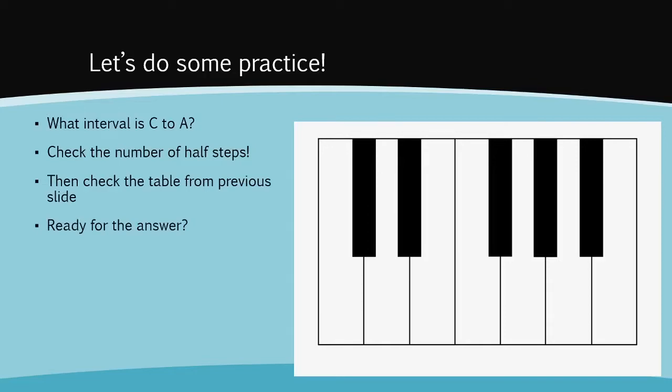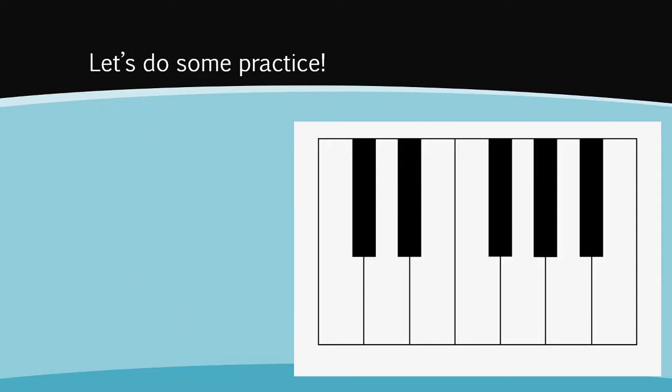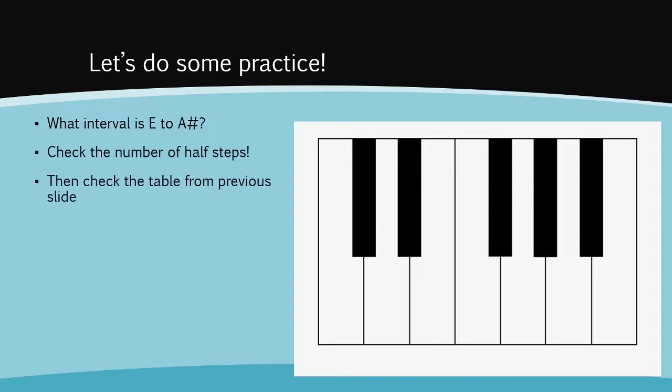And here is the answer. Major sixth. Okay, awesome. One more, I think. We have E to A sharp. Again, check the number of half steps, then you can check the table, or you can determine based on your knowledge of major and minor scales.